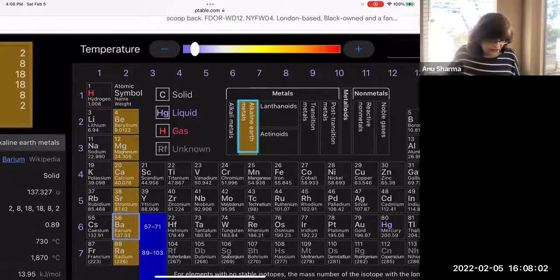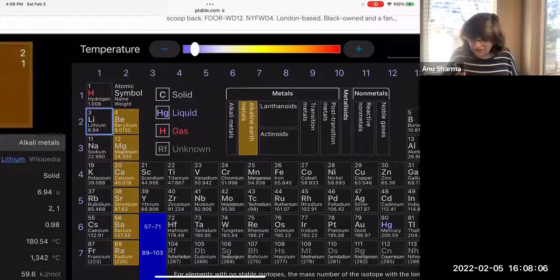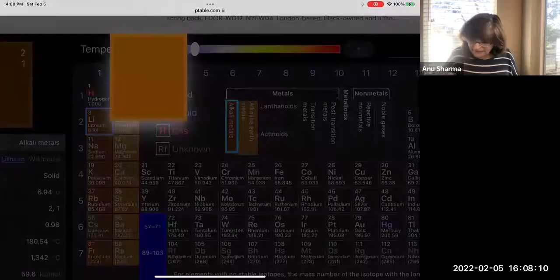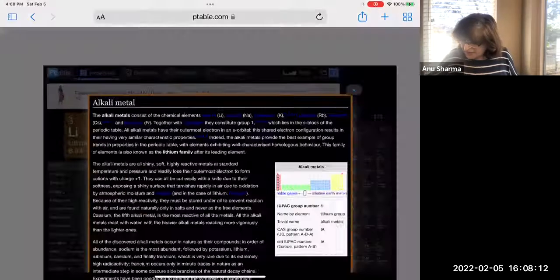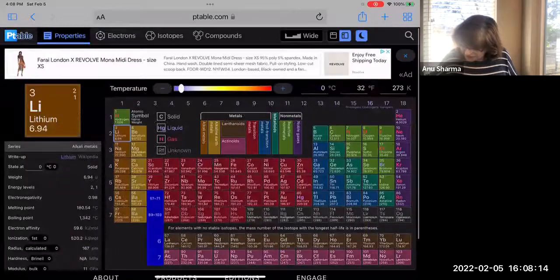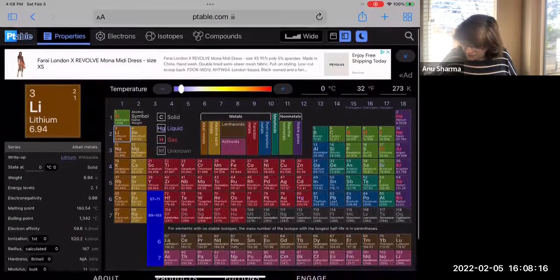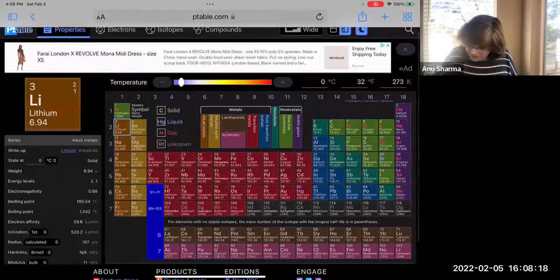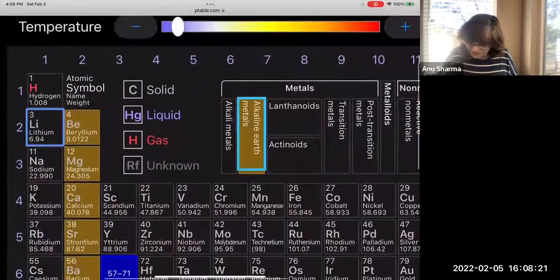So the second A. Next is lithium. Where is lithium? Lithium is here, in this first column, and lithium is an alkali metal. These alkali metals have certain characteristics, but let's just focus only on this one.